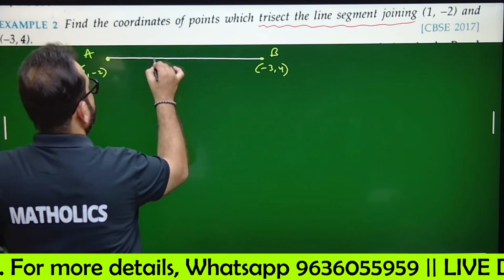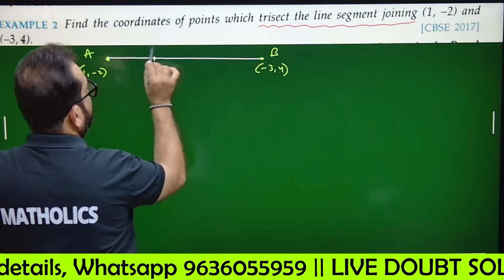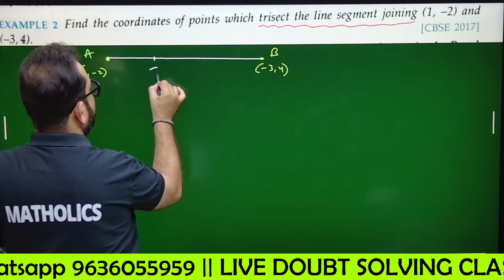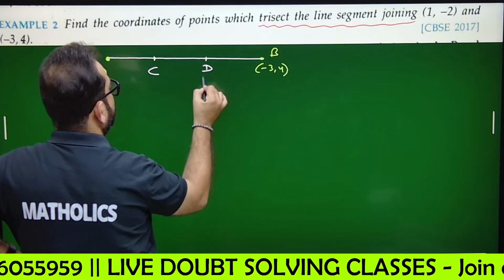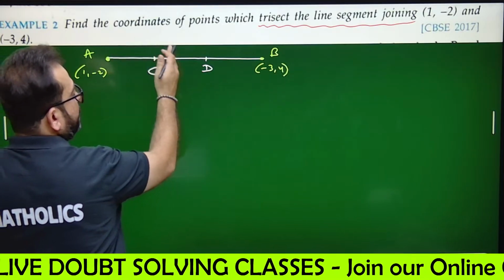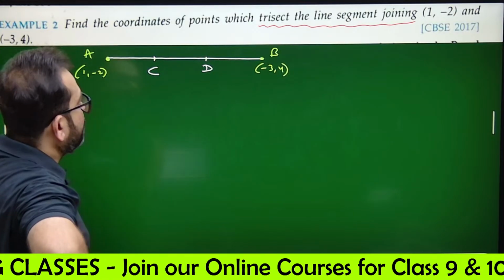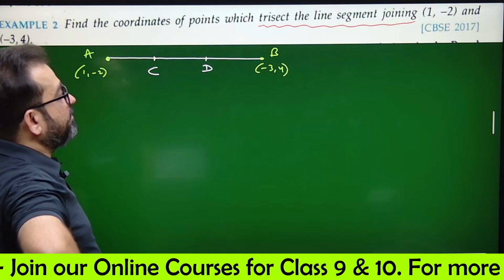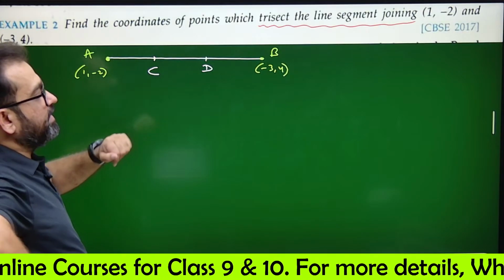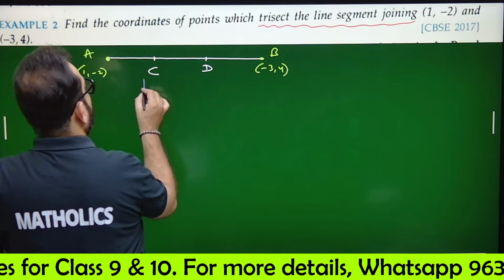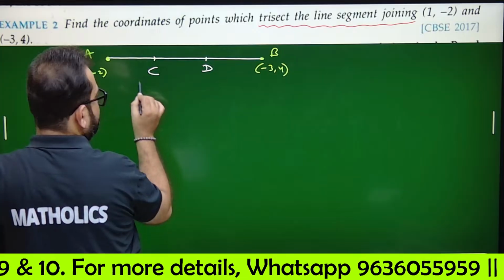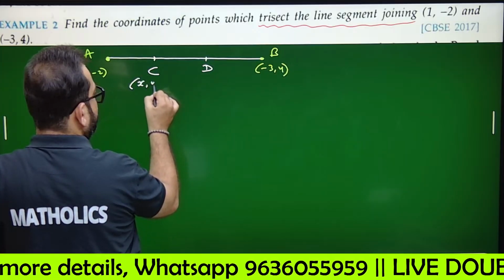Let's say this is C and this is D. C is dividing it into 3 parts, and D is also dividing it into 3 parts. So we have to find the coordinates of points which trisect the line segment, meaning we have to find the coordinates of C and D. Let the coordinates of C be (x, y) first.